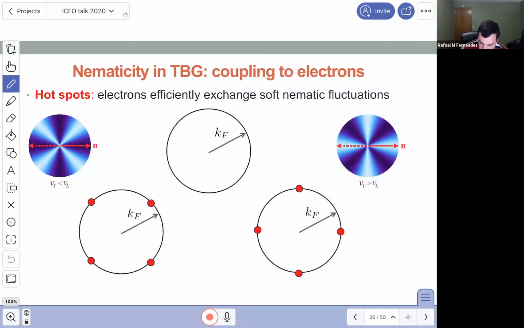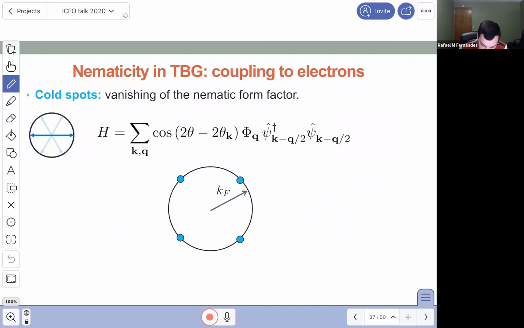If I had the other situation where the transverse velocity is larger than the longitudinal velocity, then what you see is that the hotspots now move to these directions here, okay? So these are the points of the Fermi surface where I expect the strongest impact of nematic fluctuations on electronic properties. But remember, this is how the coupling was between the electrons and the nematic order parameter.